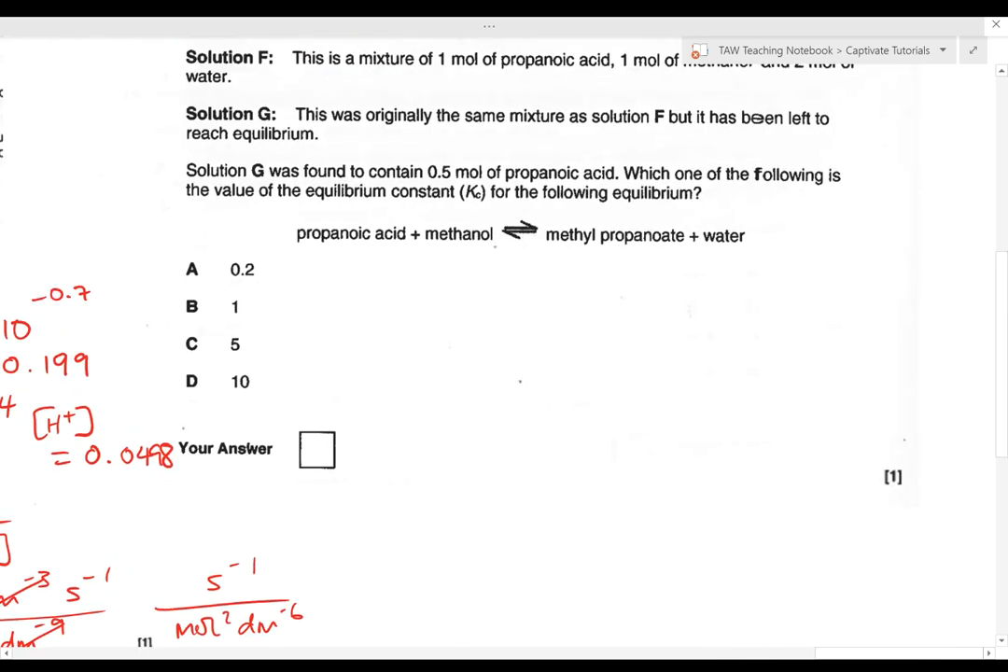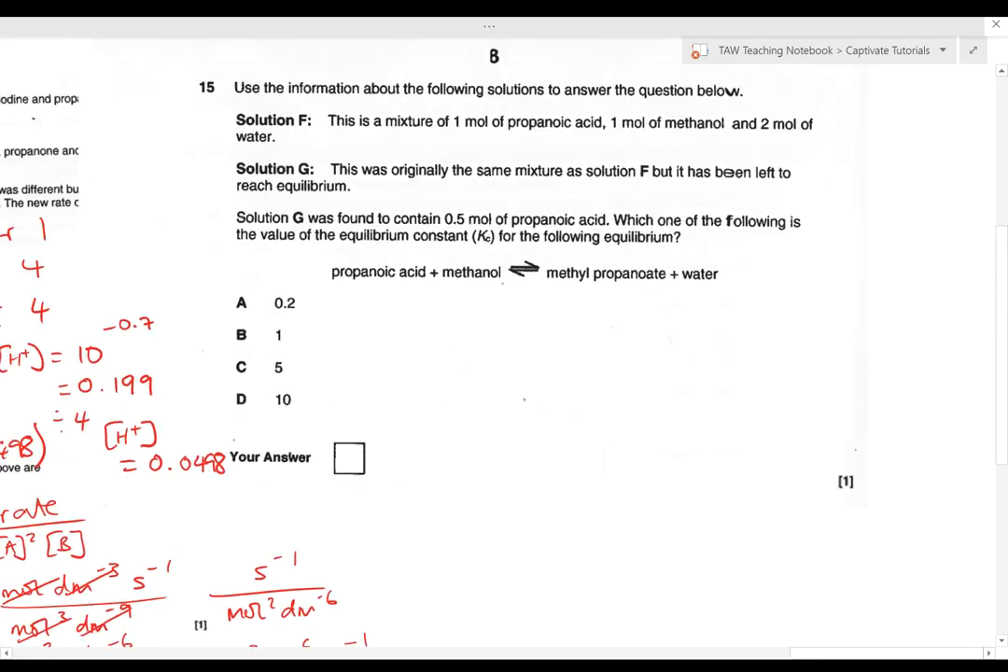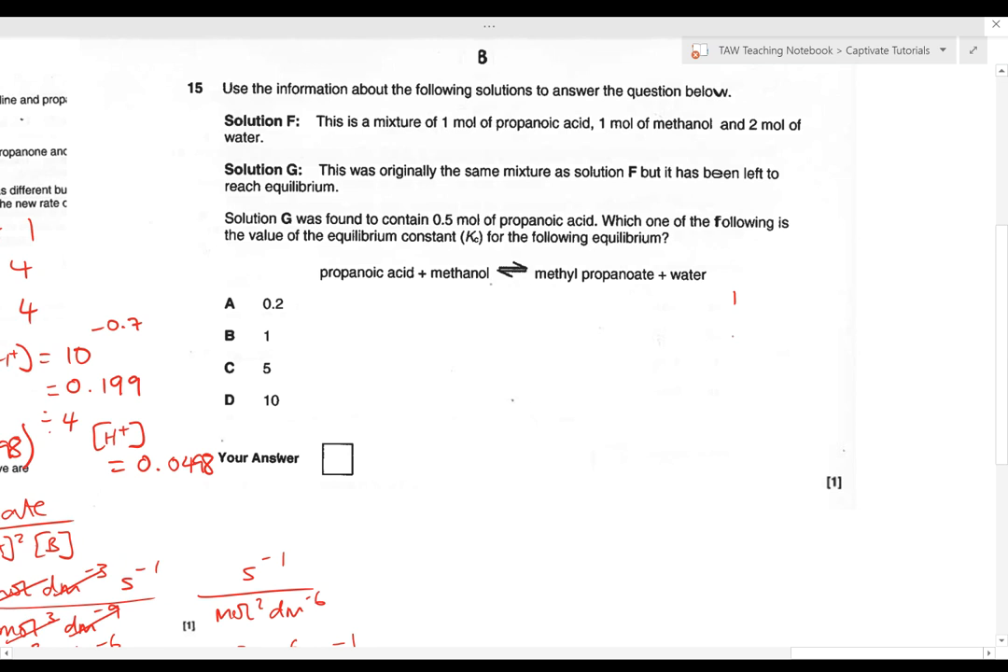Finally, we have an equilibrium problem here in question 15. So I think the best thing to do here is to use our ICE method. So that stands for the initial concentration, change, and the equilibrium concentration. So our initial concentrations we get from the question here. So we've got 1 mole of propanoic acid, 1 mole of methanol, no moles of methyl propanoate, and 2 moles of water.